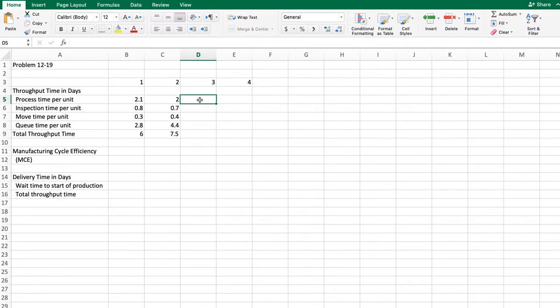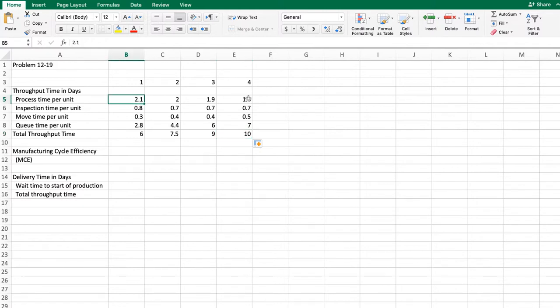Okay, so then we've got 1.9, 0.7, 0.4, and 6. And then in month 4, we've got 1.8, 0.7, 0.5, and 7. We'll go ahead and sum those up. So this is our throughput time in days. And we can already see it's increasing.